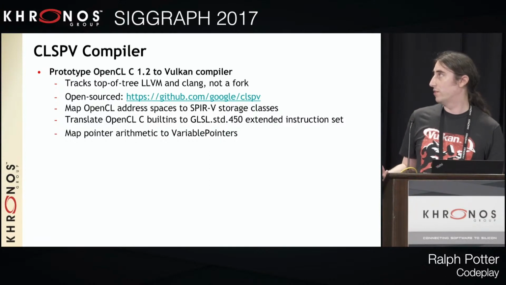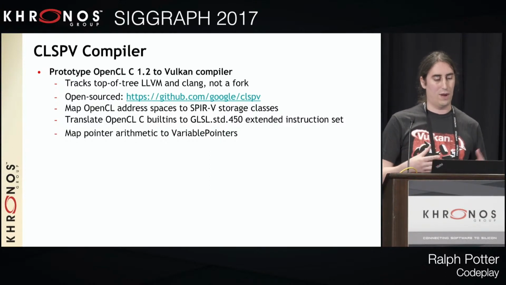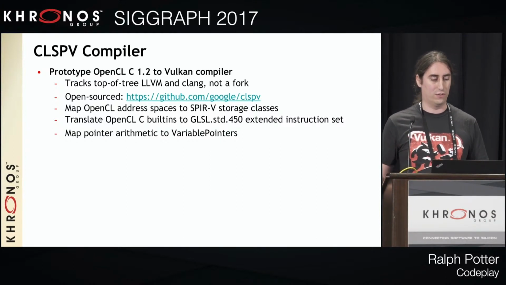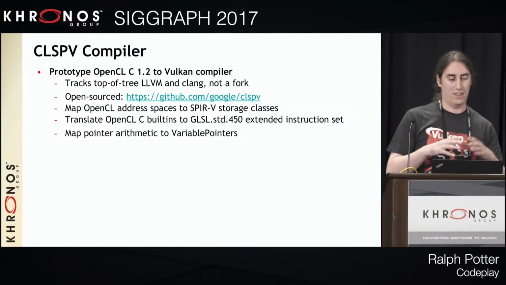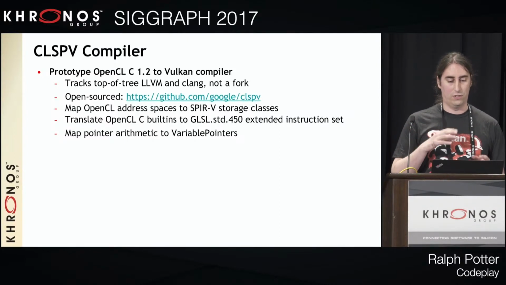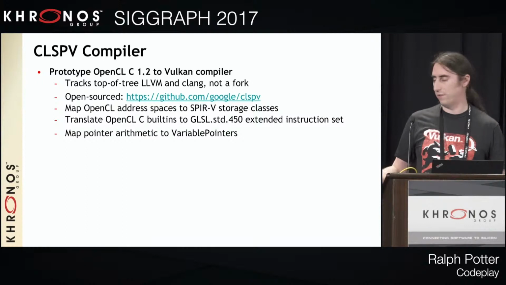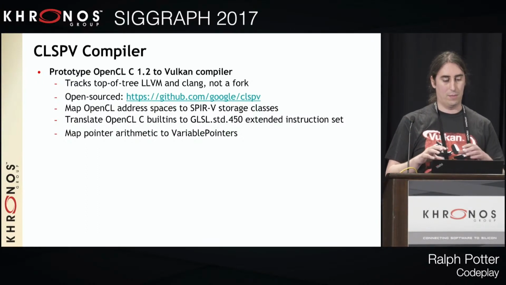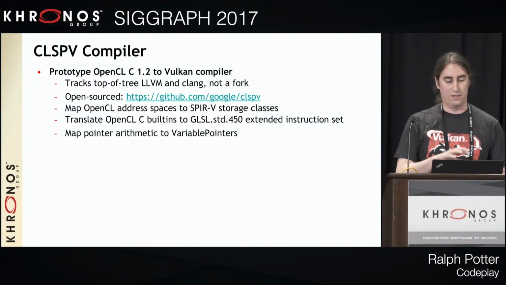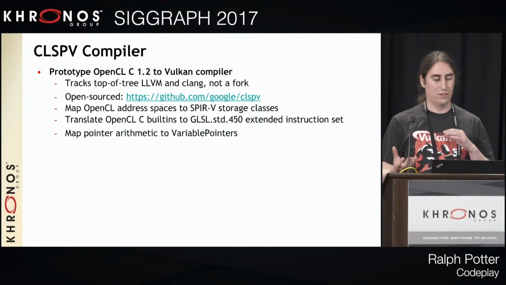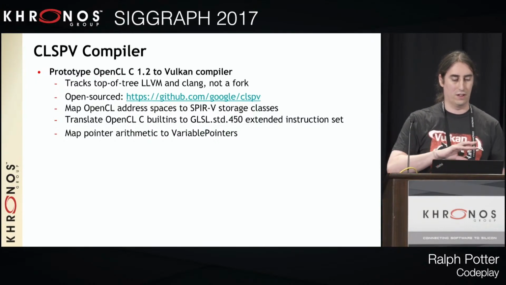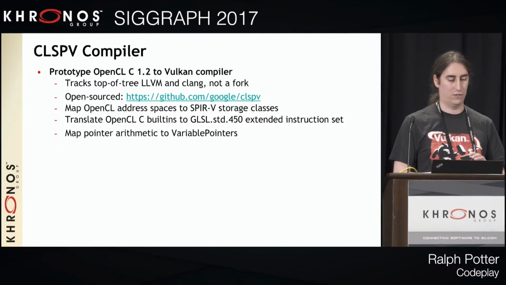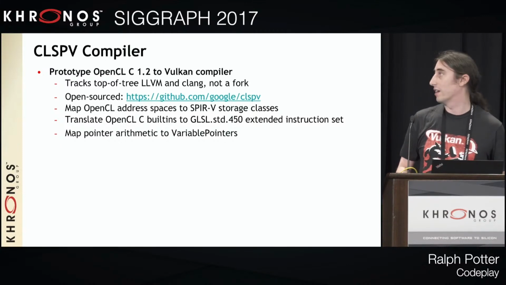And essentially what we're doing is some work to map OpenCL address spaces to SPIR-V storage classes. We're translating OpenCL built-ins to the extended instruction set for Vulkan. And we're doing a bunch of work to map pointer arithmetic down to these variable pointers and to deal with the complexities of things like typecasting that you can do in OpenCL C, which is a little less friendly in SPIR-V.